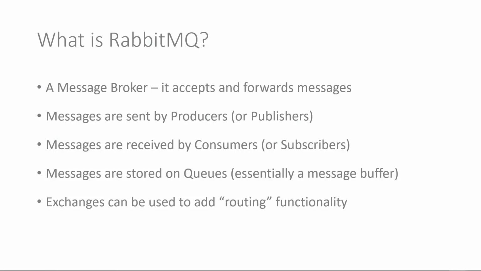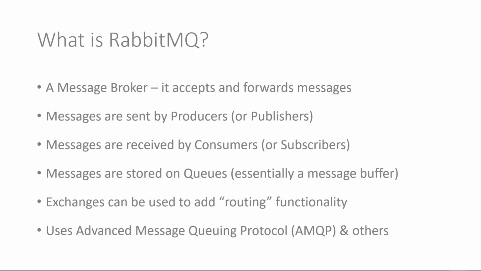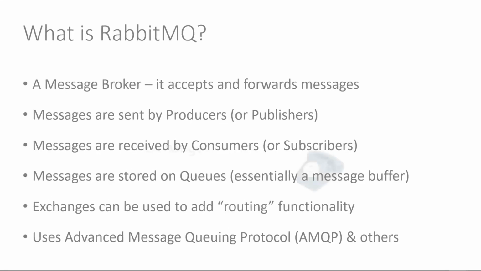Exchanges can be used to add a degree of routing functionality. Now, we're going to be using an exchange, but we're not going to be routing, okay? So I've got a bit on exchanges in the next slide, actually, just to clarify what we mean by that. Not probably that relevant to this video, but if you're interested, it uses something called AMQP, Advanced Messaging Queuing Protocol, as well as some others now as well. But AMQP is kind of the traditional message queuing protocol.